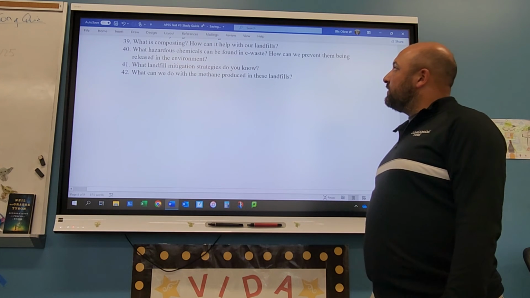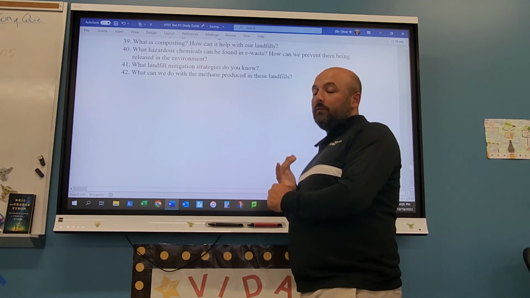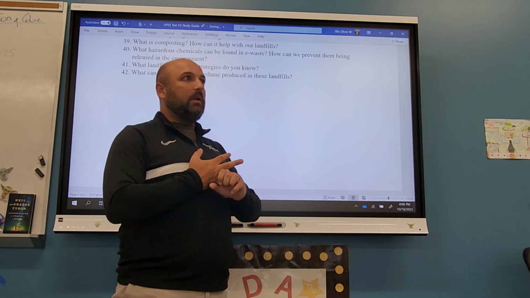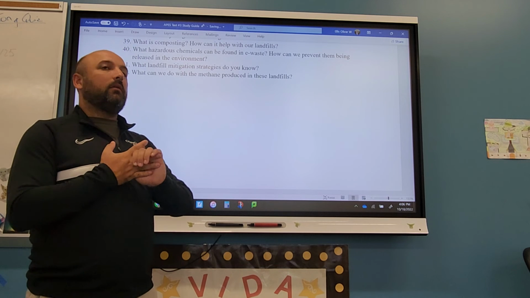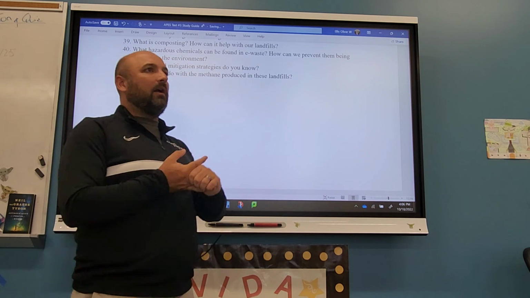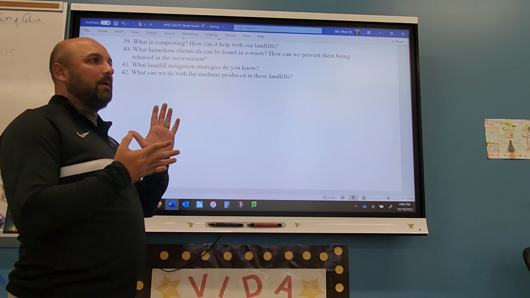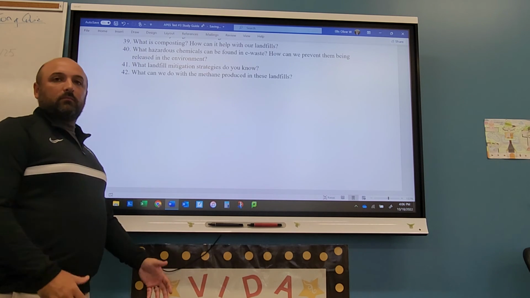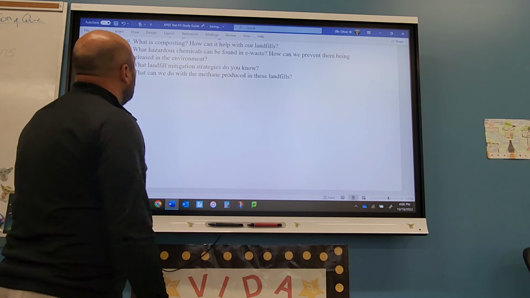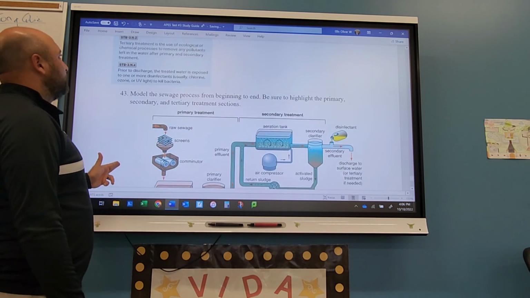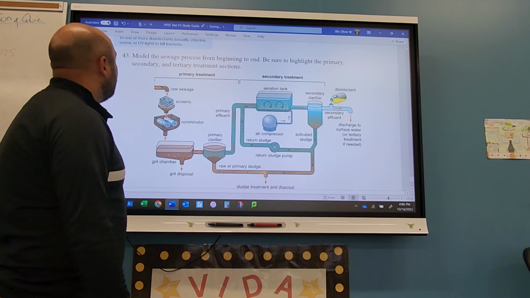What landfill mitigation strategies do you know? Removal of leachate, right? Pumping out the methane and using it to power the facility, and covering the cap with some kind of environmentally friendly forest or maybe a solar panel cover. What can we do with the methane producing these landfills so we can generate electricity? Oh, we're still not done. Okay, this is our last one from today.